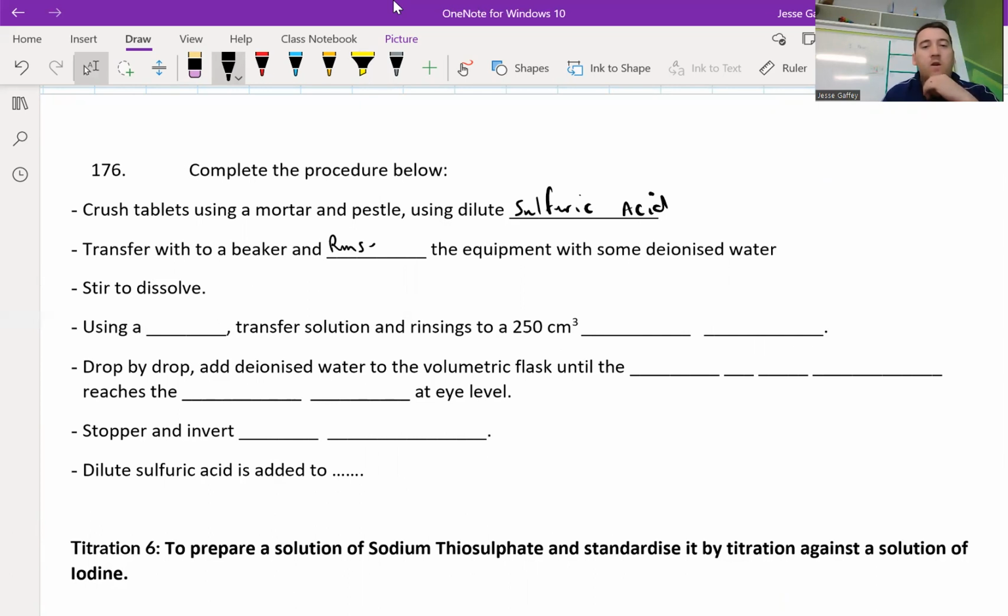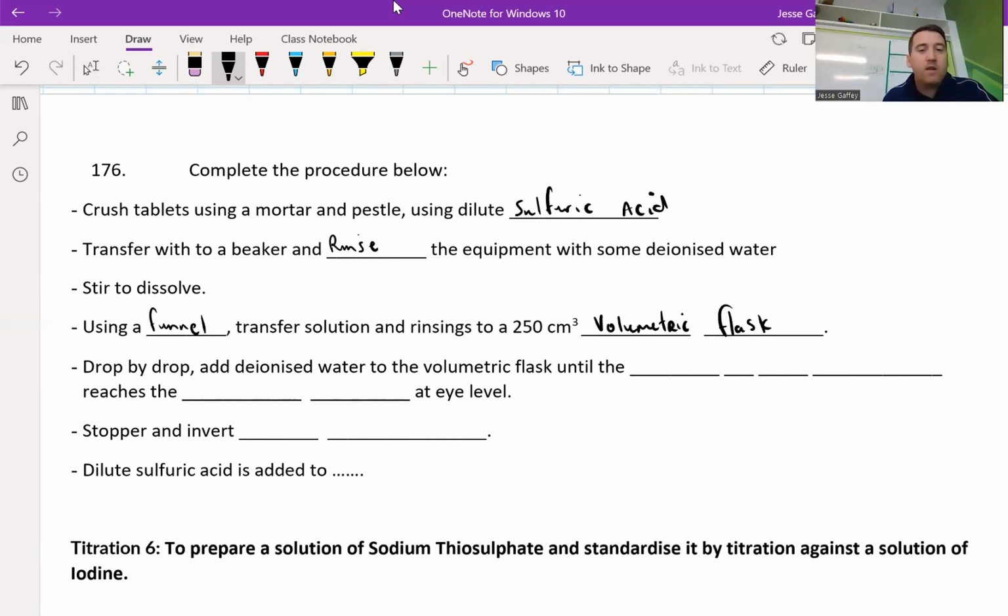So we're always wanting to rinse to make sure we're getting all of our iron or all of whatever the chemical is, transferring it all to a volumetric flask. Stir to dissolve, pretty straightforward. Using a something, transfer the solutions and the rinsings to a 250 centimeter cubed volumetric flask. Okay, so what would this be? So hopefully you said here using a funnel, transfer the solution to a 250 cm³ volumetric flask. Okay, so you can see why somebody wouldn't get all the marks if they were missing the key names of these pieces of equipment.